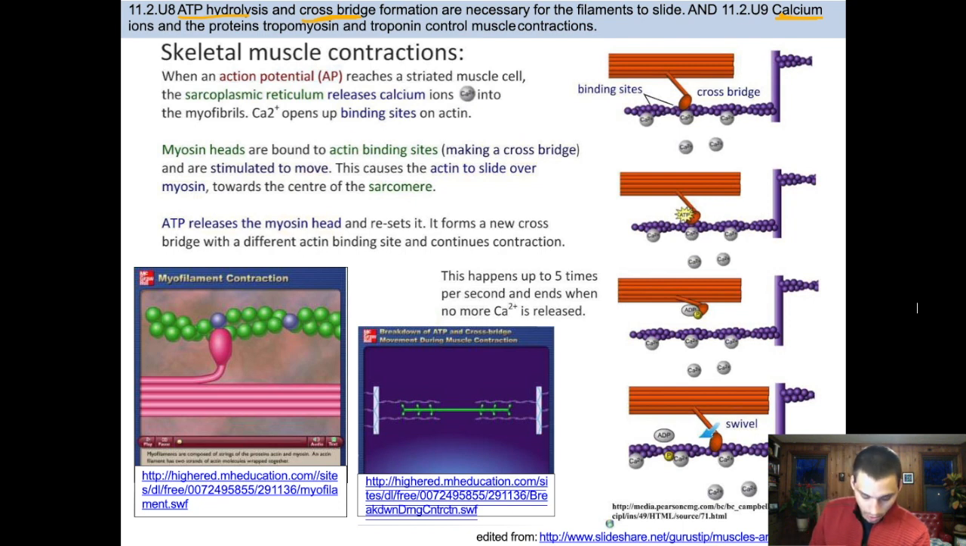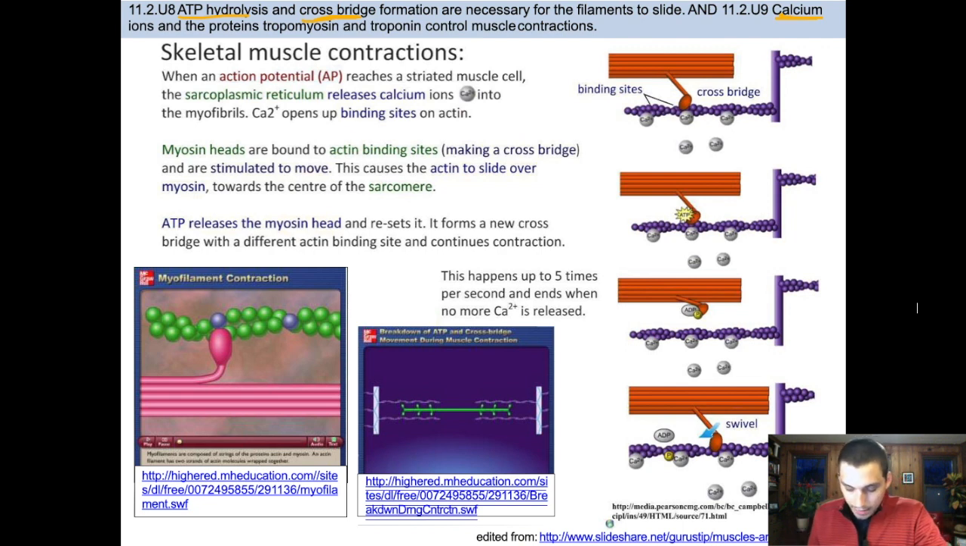So first thing that happens is I have an action potential. Okay, so hopefully you'll remember action potentials from back in topic 6. And so an action potential is a signal that gets sent from the brain, and the purpose of this one is to make a muscle contract. So the action potential reaches a striated muscle cell, and the sarcoplasmic reticulum, which hopefully you'll remember from part 1, releases those calcium ions that it holds into the myofibrils.